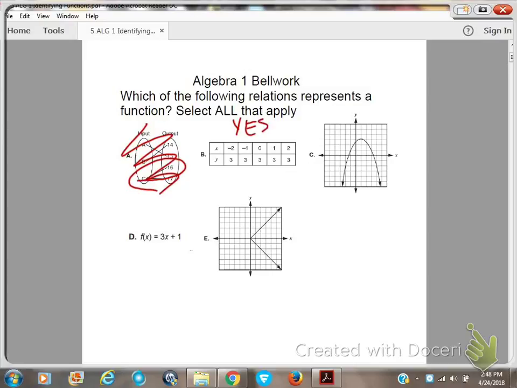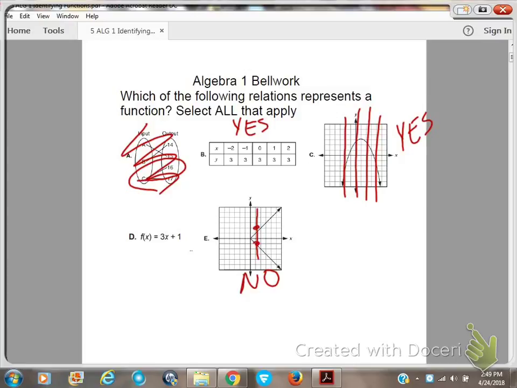B is a function. C, the easiest way to look at a graph and know is if it passes the vertical line test. Since this passes the vertical line test, yes, C is a function. I'll come back to D in a moment. On E, this would not pass the vertical line test. Right there, it crosses twice, so this one would be no, not a function.